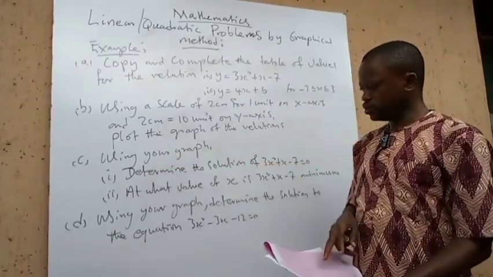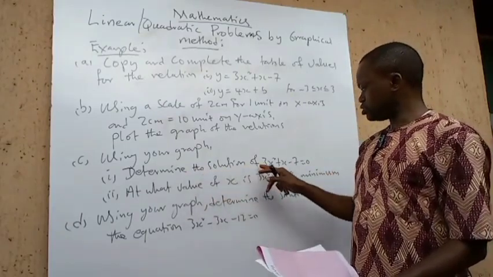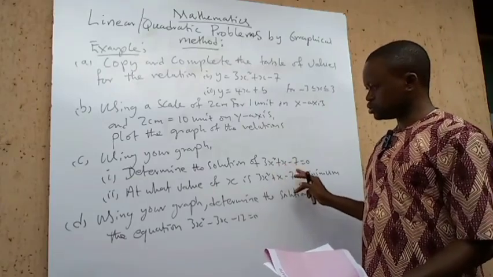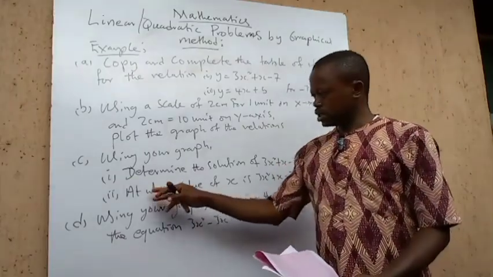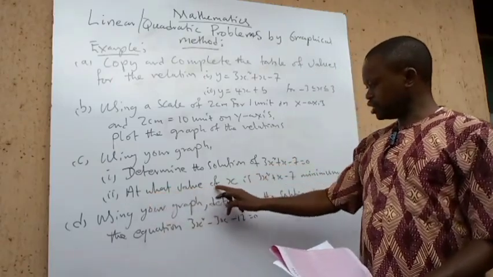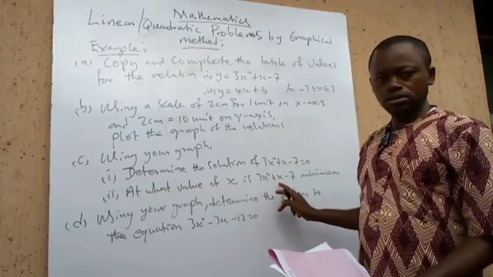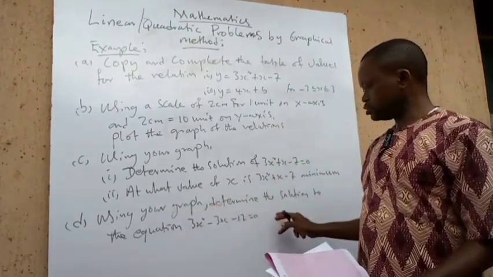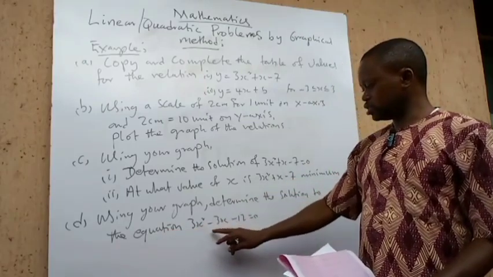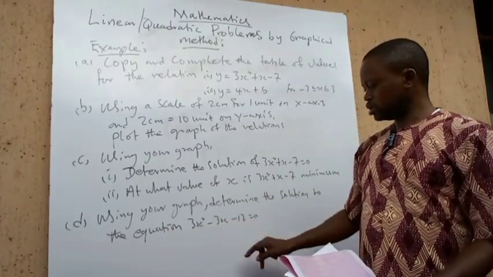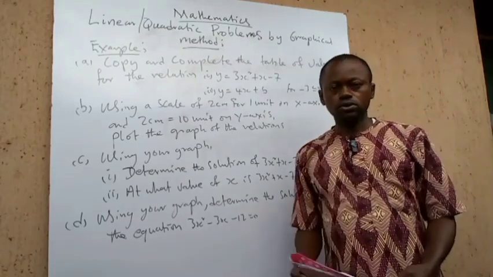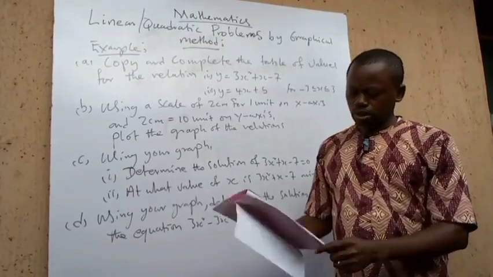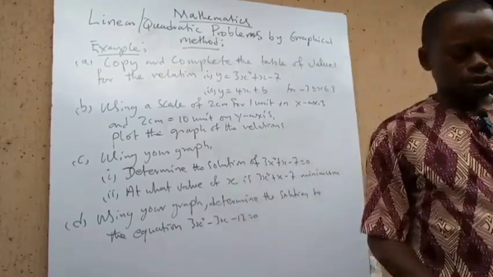they plot the graph of these relations, and then using your graph, this graph we are going to do, they determine the solution of this problem, 3x squared plus x minus 7 equals 0. Okay, now this is another question there: at what value of x is this equation minimum? So using your graph, determine the solution of the equation 3x squared minus 3x minus 12 equals 0. So we are going to do the table first, and then we do the graph as well.